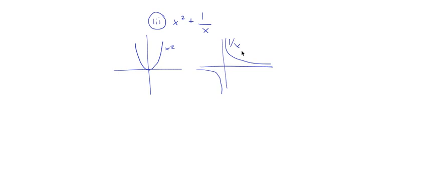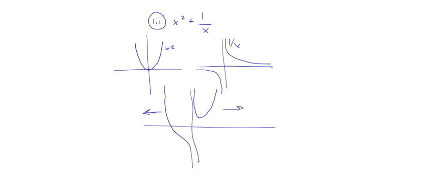So now if you sum them, let's see. For values close to 0, x squared is very small, so what you have is very similar to 1 over x. As you get farther and farther away, this gets very small and this gets big, so you will have something like this. In the other case, with negative numbers, it goes like this, and then this goes to 0, so you have something like this. Away from 0, it looks like x squared, and very close to 0 it looks like 1 over x.